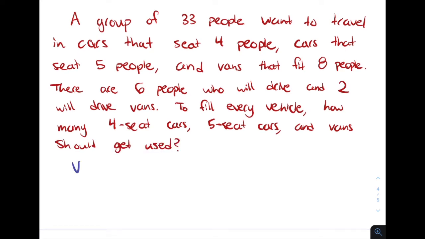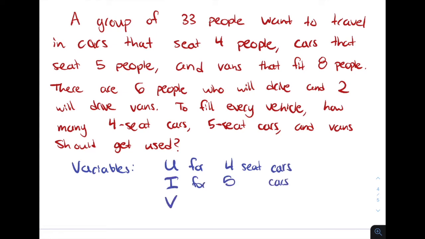First, let's assign variables. Let's use U for 4-seat cars, I for 5, and V for van, as our question asks us how many 4-seat cars, 5-seat cars, and vans should be taken out.